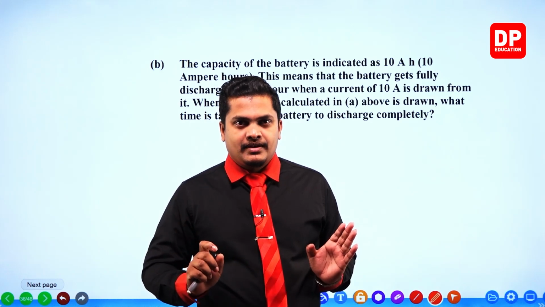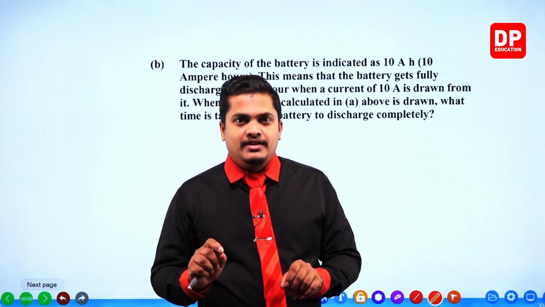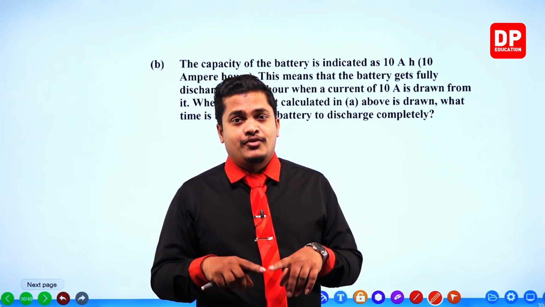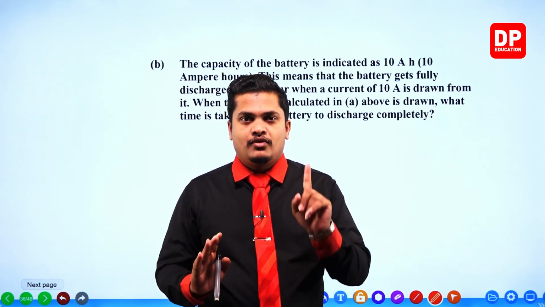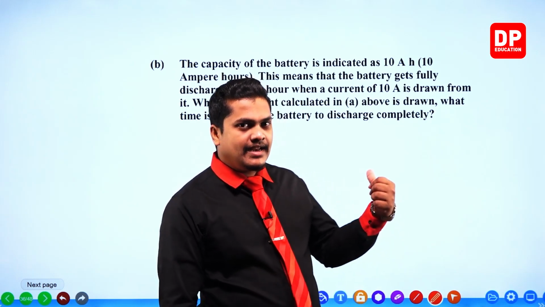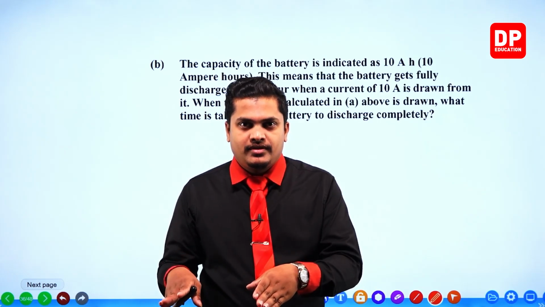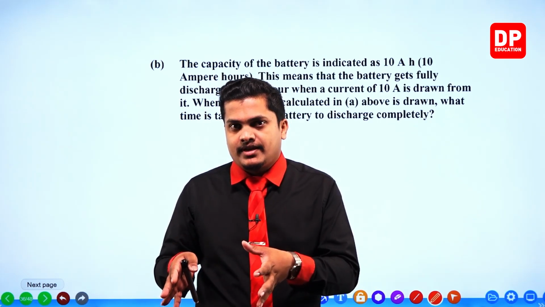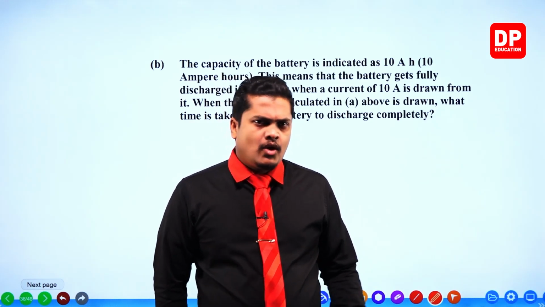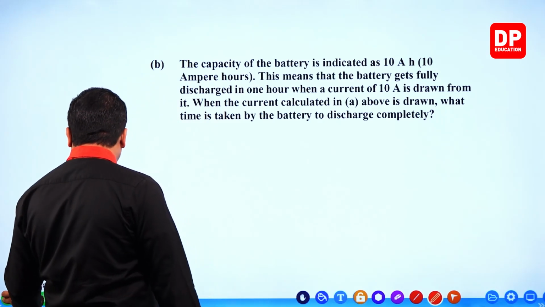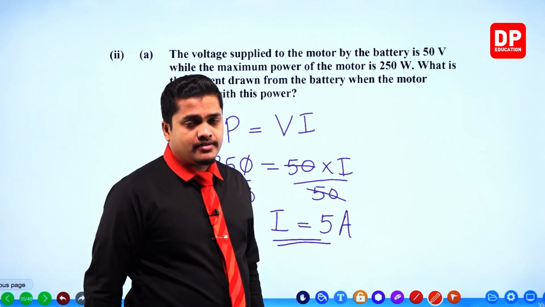it means 5000 milliamperes. If 5000 milliamperes is drawn out by a certain circuit, then it can be used for 1 hour. 10 Ah means 10 amperes is given out. If 10 amperes is given out to a certain circuit, then the battery is going to last only for 1 hour. Now in the previous question, we took the answer as 5 amperes.